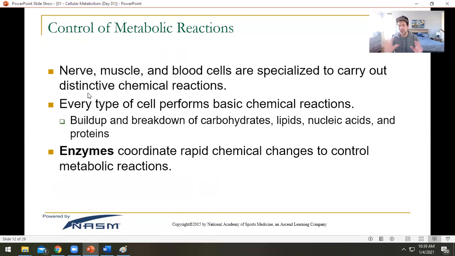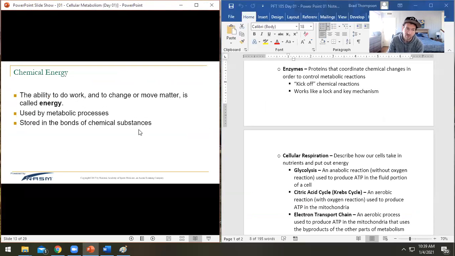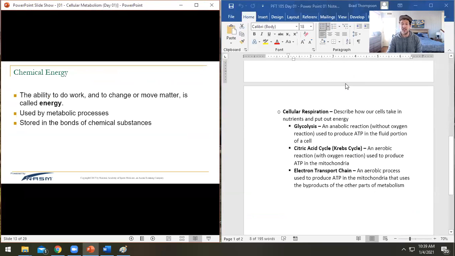You've got all kinds of different chemical reactions, whether you are building up carbohydrates, lipids, or proteins, or breaking down carbohydrates, lipids, or proteins. Enzymes are going to coordinate how fast those actions take place. That's sort of the process of metabolism. That's catabolism and anabolism. Let's go ahead and move past that.